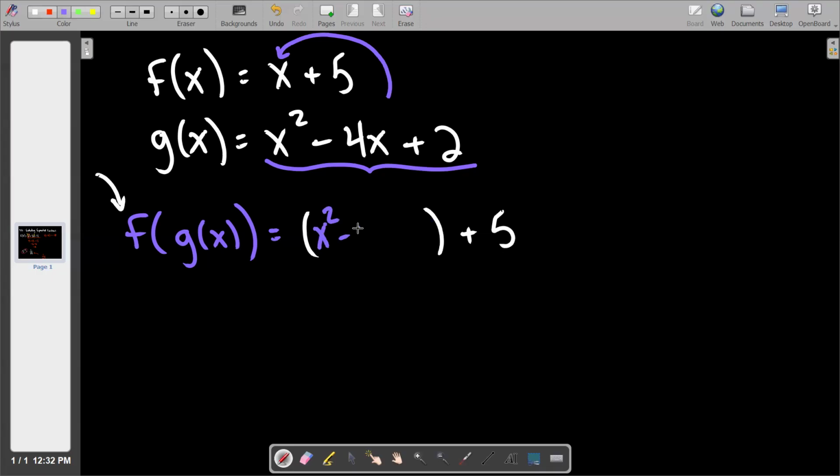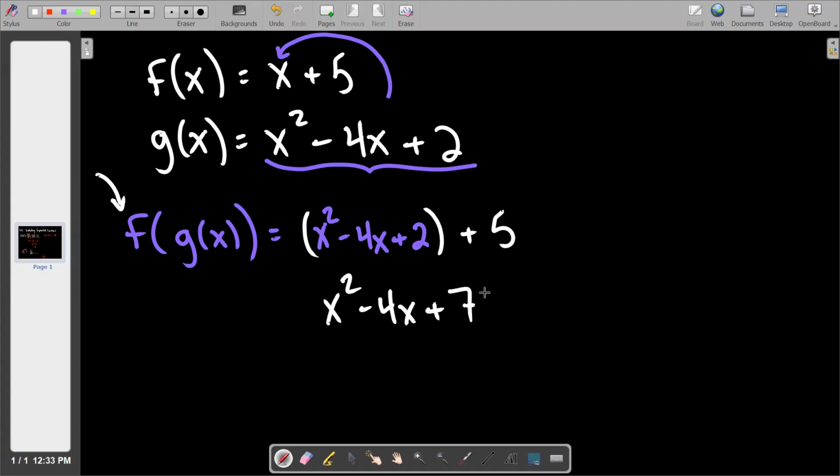x squared minus 4x plus 2. And these parentheses obviously serve no purpose mathematically. They were just there for visual effect. So this is a super simple problem. If I combine like terms, I wind up with x squared minus 4x plus 7. Math doesn't get any easier than that.